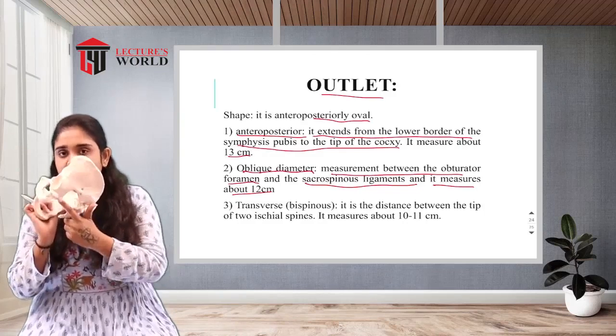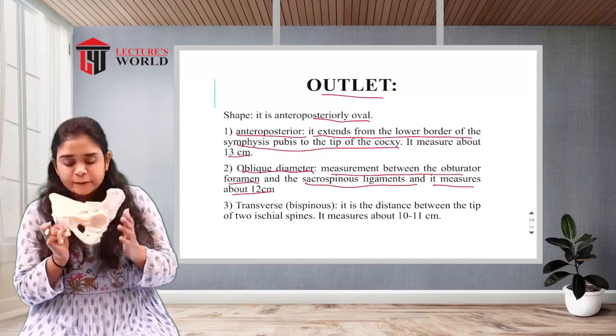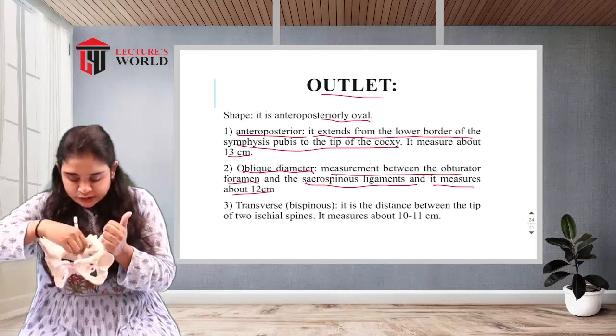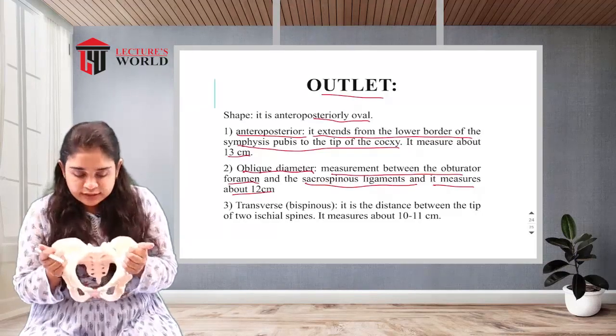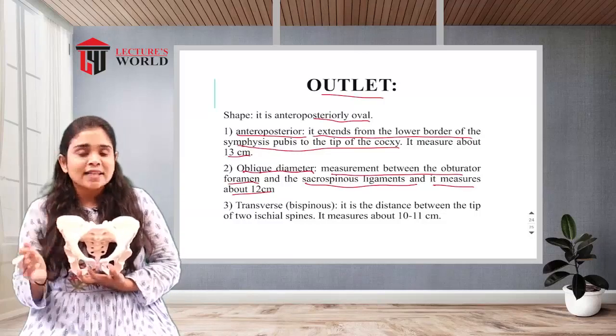So this ligament will be here, where my finger is. There you have to take the midpoint. So from here to here, that diameter is known as the oblique diameter, and it measures about 12 centimeters.